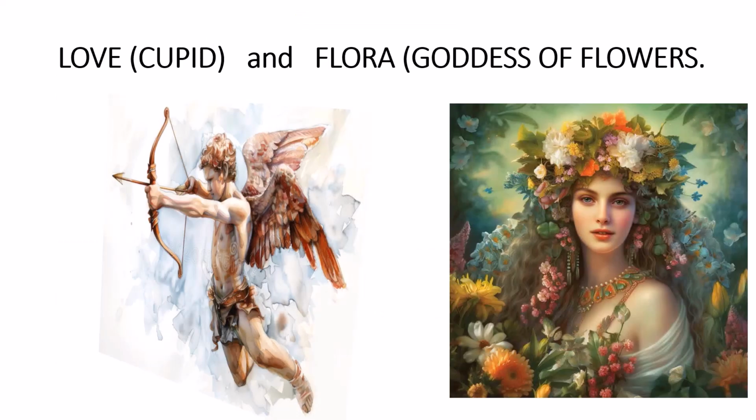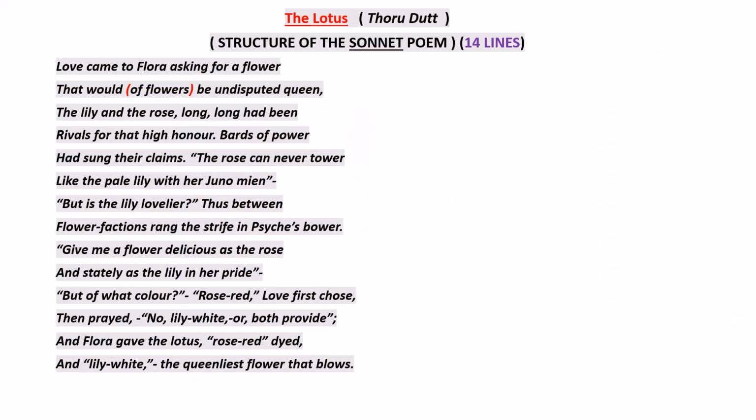Now, coming to the poem, there are two important characters, Love and Flora. Here, love is actually an abstract concept, students, but it is personified here. So, Love is the god, the love god, whose name is Cupid, taken from Roman mythology. Then, Flora is the goddess of flowers. So, there is a dialogue between Love and Flora, imagining them as persons, as gods. Okay, with this background, we will move into the poem.